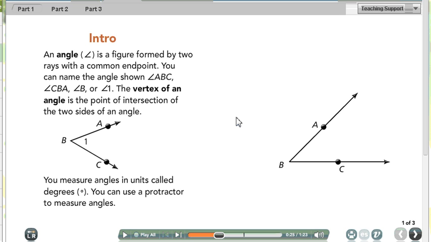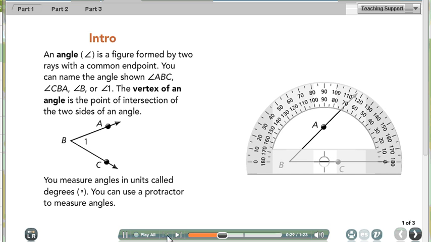We're measuring angles. An angle, as you'll notice in how it's notated in writing, is a figure formed by two rays with a common endpoint. So we have two rays with a common endpoint that come together to make a vertex. The vertex of an angle is the point of intersection of the two sides of an angle. We use this symbol to indicate that we measure in degrees, and the tool that we use to measure angles is called a protractor. Let's watch how to use a protractor.